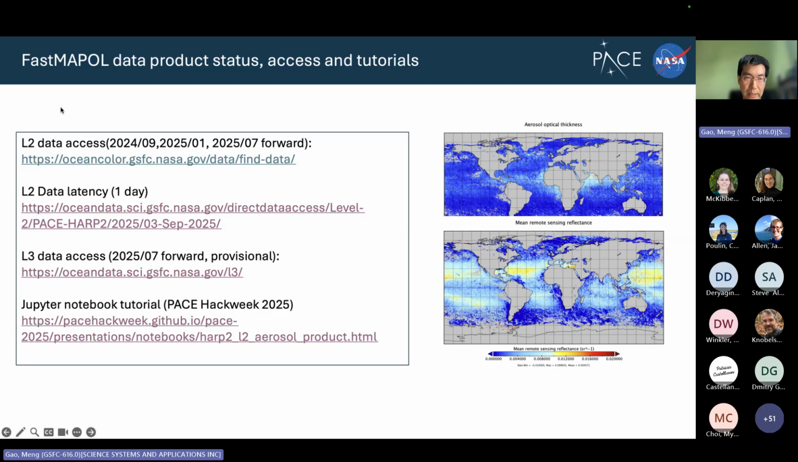For the FastMAPOL product, we have it in the forward stream since this July. That means you can see this product every day since July 1st. And there are also some data we processed to support the validation. That includes during the PACE PAX months last year and also this January. And the data has a 1 day latency. Actually, I looked at the data just today, and I can see the data from yesterday already produced.